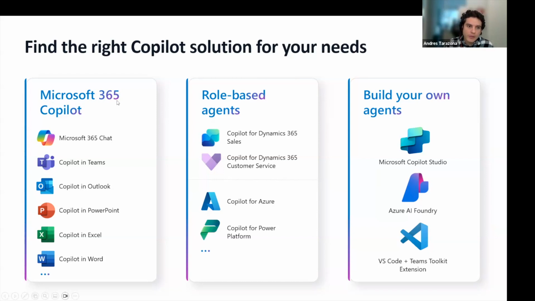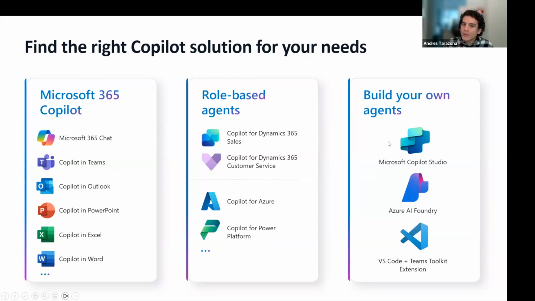This is Microsoft 365 Copilot. As was mentioned, you can use chat. You can use it on different systems from the Microsoft Office Suite. You also have these role-based agents that are specific for a specific purpose. You have one for sales, one for customer service, Copilot for Azure, and Copilot for Power Platform. If you're a developer, you can ask Copilot to create a flow for you or modify an app. That is available there.